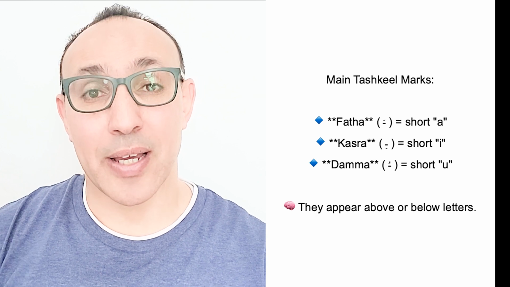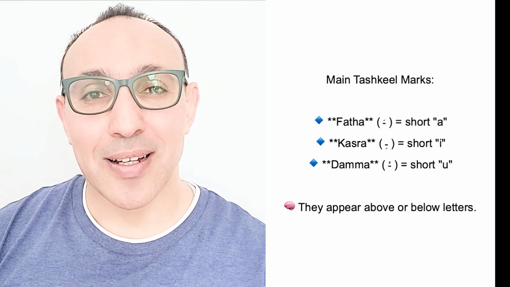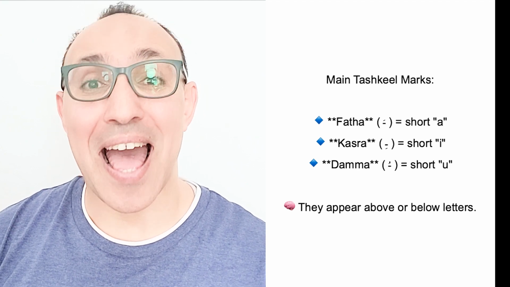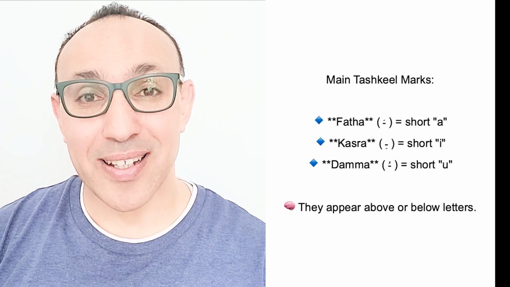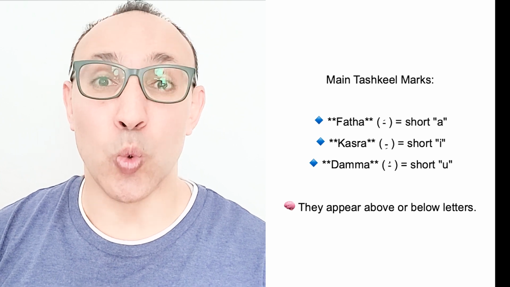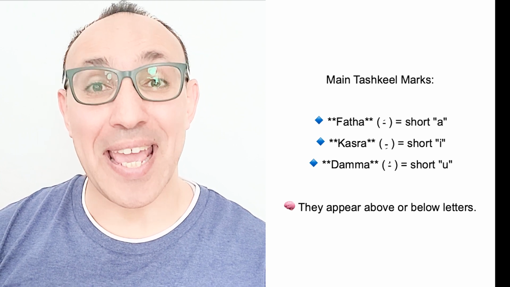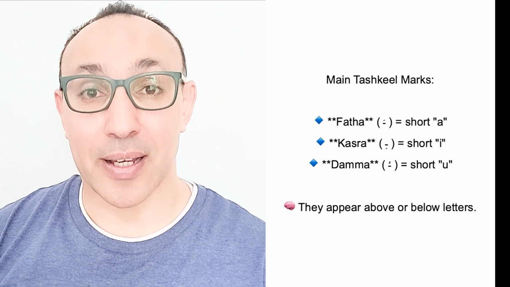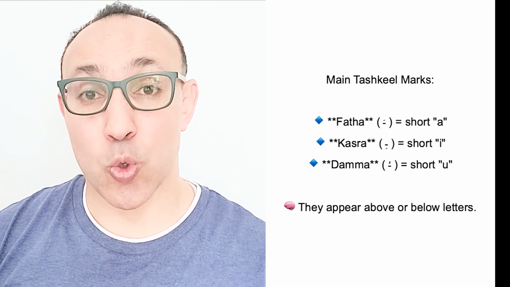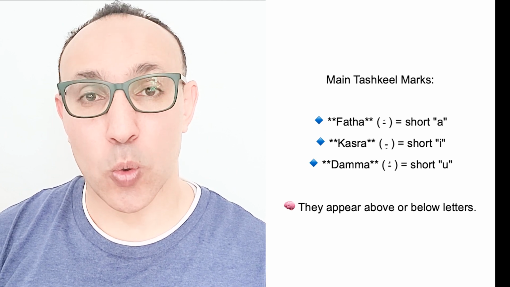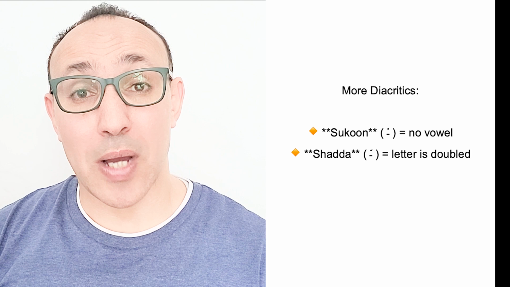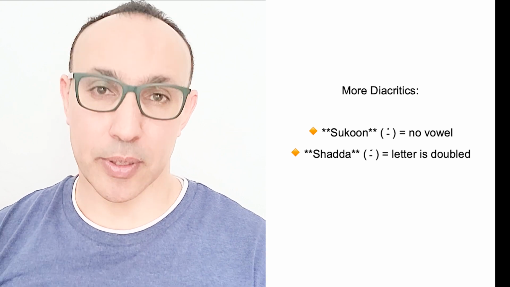So say it with me again: fatha, kasra, damma. The fatha is pronounced like this. Okay. The kasra is pronounced e. The damma is pronounced u. So the fatha is a short a, or alif. The kasra is a short ya, or e. The damma is a short waw, or u. So a, e, u.